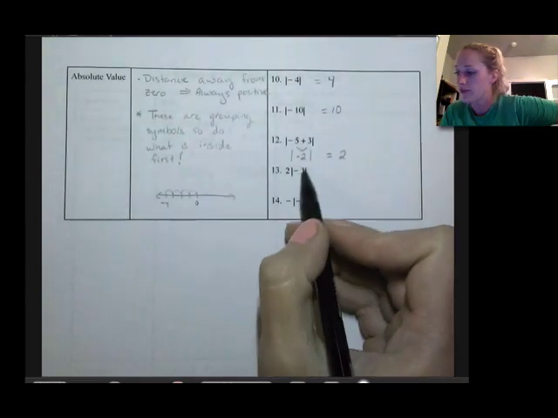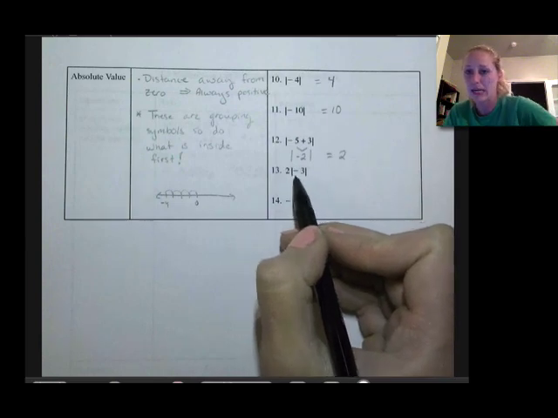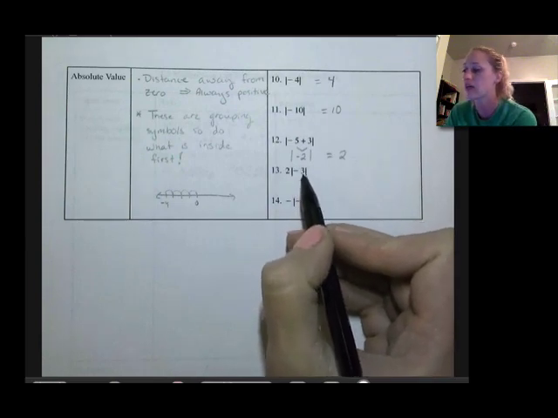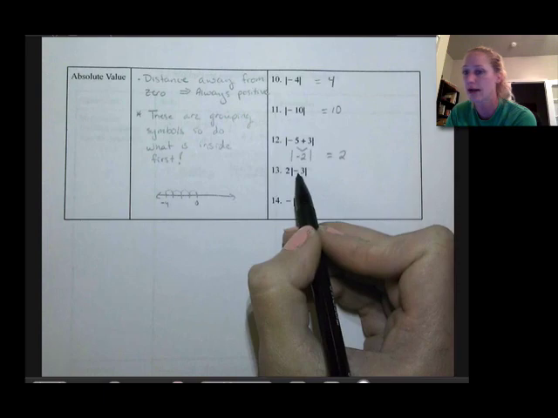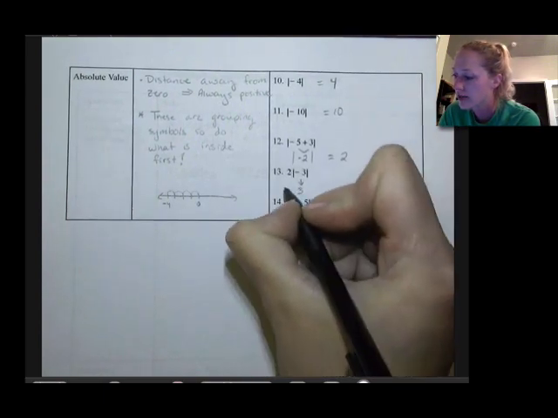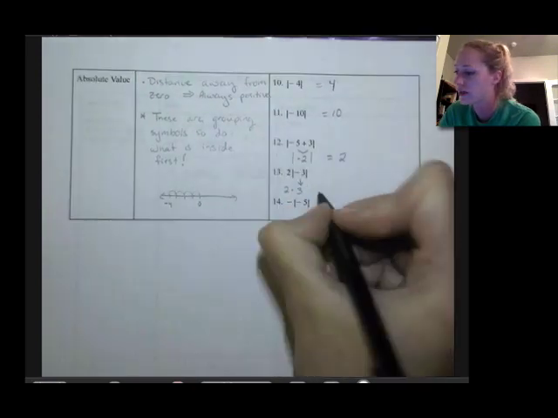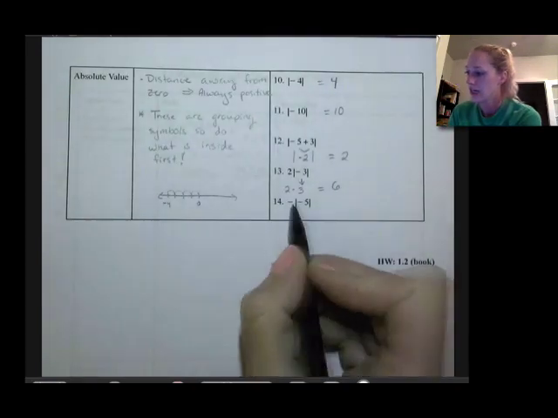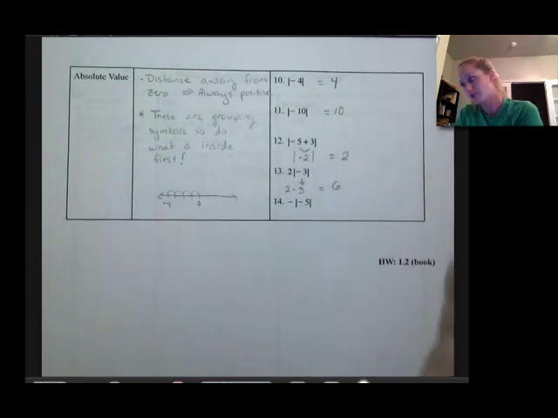Okay, here, this is saying 2 times the absolute value of negative 3. Again, we want to do the grouping symbol first. So the absolute value of negative 3 is 3. So now this just becomes 2 times 3, which is 6.